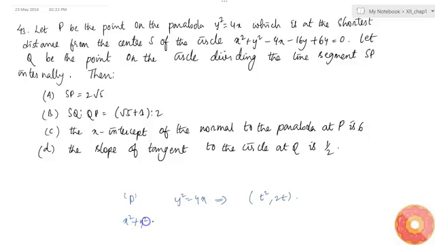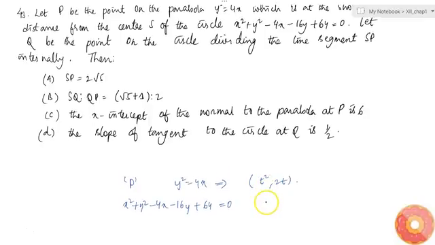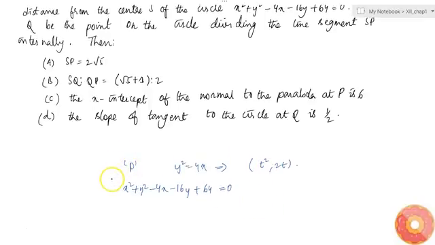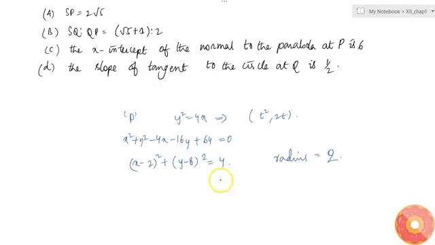The circle is given by x square plus y square minus 4x minus 16y plus 64 is equal to 0. So this circle equation, if you write it down, will simply be x minus 2 whole square plus y minus 8 whole square is equal to 4. So that means the radius is equal to 2, and the center is given by 2 comma 8. So center S is equal to 2 comma 8.